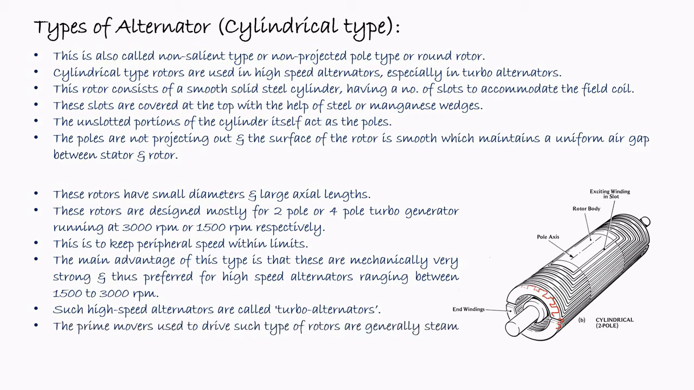The prime mover used to drive such type of rotor are generally the steam turbine or the electric motors. The steam turbine is basically used in case of thermal power station, and using electric motors also we can achieve this amount of speed. So the cylindrical type rotors are basically preferred for this type of prime mover.